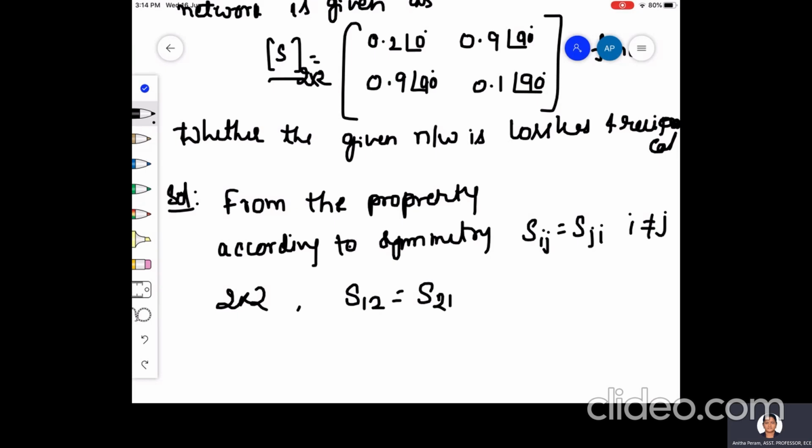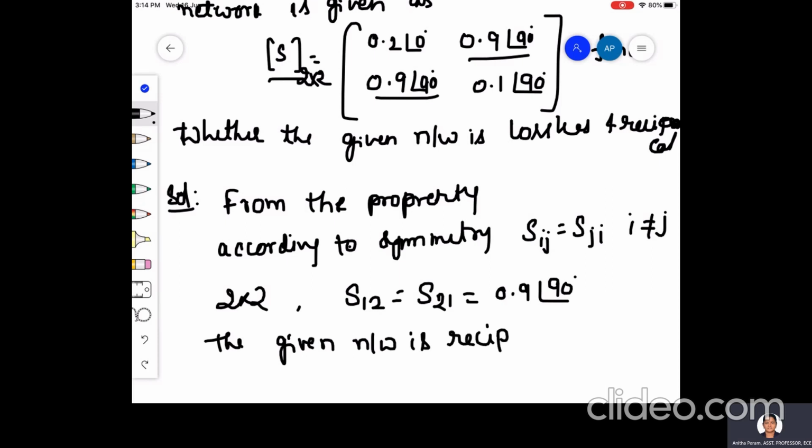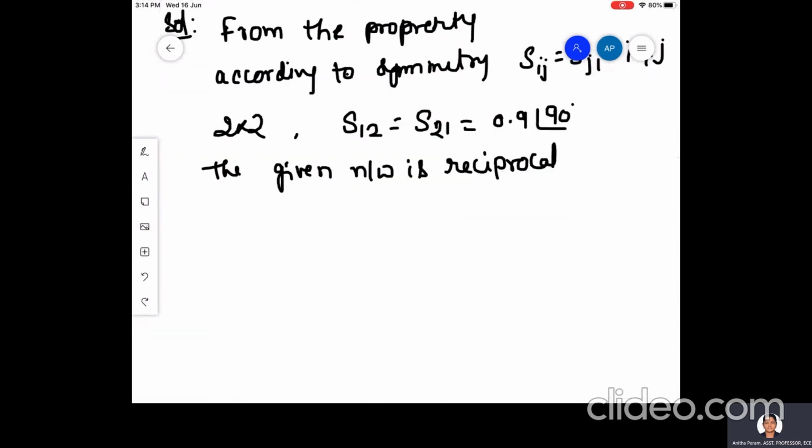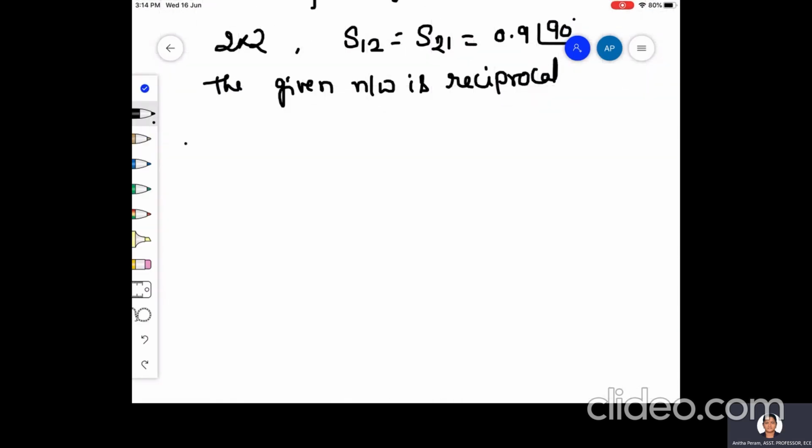In the given case, S12 and S21 are both the same, 0.9 at an angle of 90 degrees. So you can say that the given network is reciprocal as it is satisfying the symmetry property. In the same manner, you can cross verify from the properties whether the given network is lossless or not.